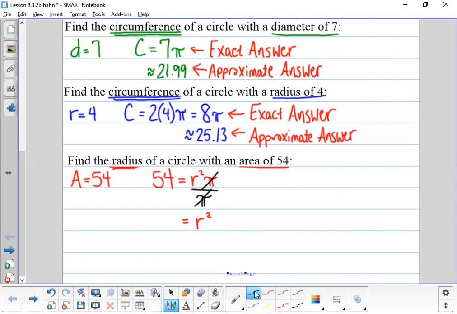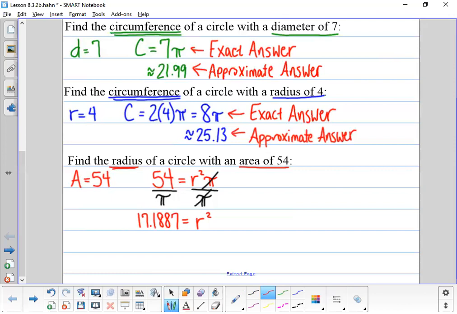When I'm solving an equation, if I do something to one side of the equation, I have to do the exact same thing to the other side of the equation. So I am going to do 54 divided by pi on the left side. I'm going to do that in my calculator, and it gives me 17.1887. I'm going to write all of that down for right now, and then we'll round at the very end.